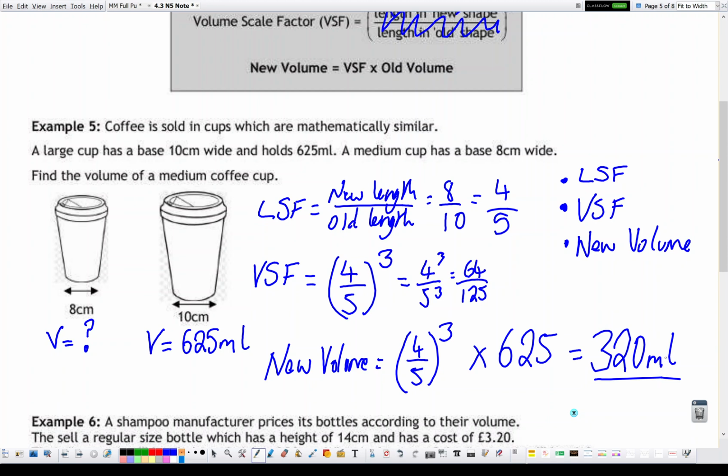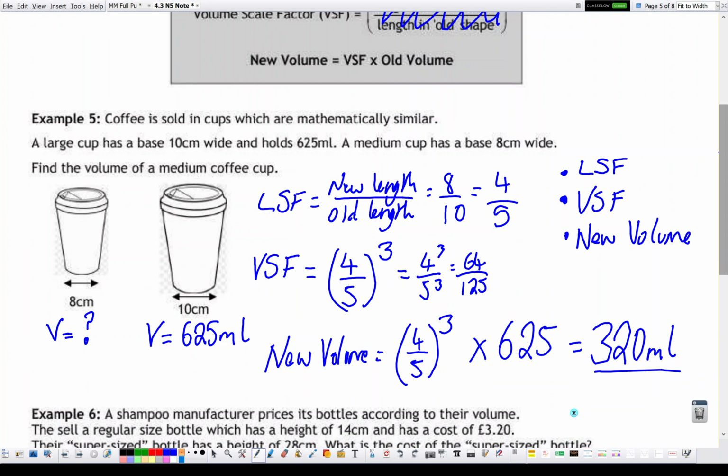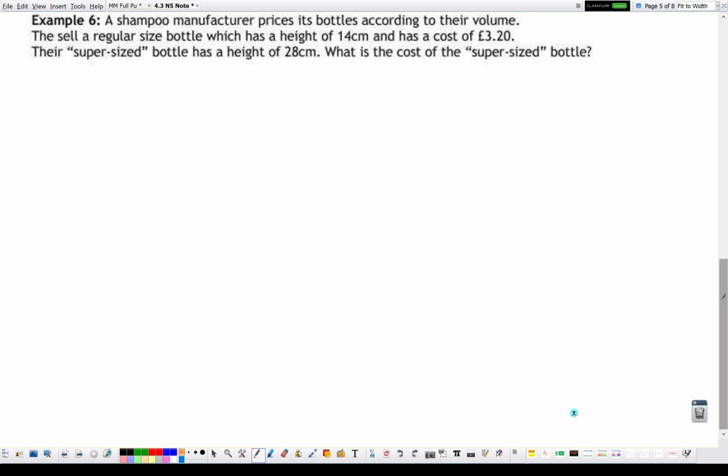Okay, well done to all of you. Thank you for giving me that answer. Good job. Okay, so find the length scale factor, cube it, times it by the old volume. Pretty easy, I think. We're going to look at example 6, which is very slightly different. Okay, so apologies.